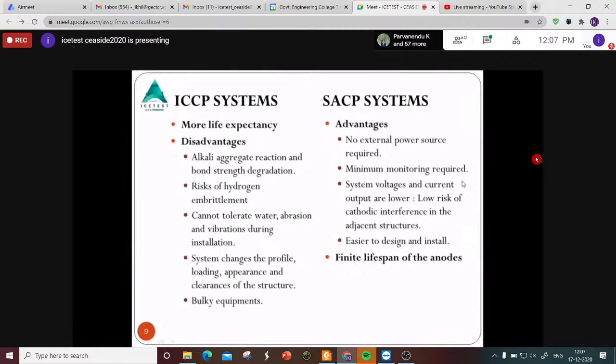In buildings such as Rashtrapati Bhavan or in confidential buildings, the SACP system is mostly recommended. And there is a low risk of cathodic interference with adjacent structures. Then it is easier to design and install. And it's also less costly. Approximately 1% of the total project cost will be spent on this repair mechanism. So due to all these advantages, the SACP system is the most recommended one.